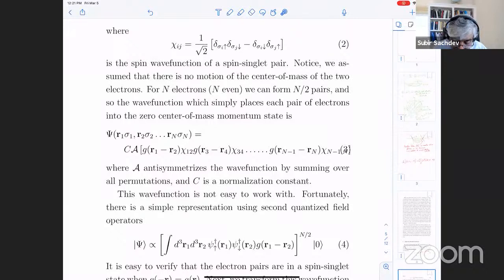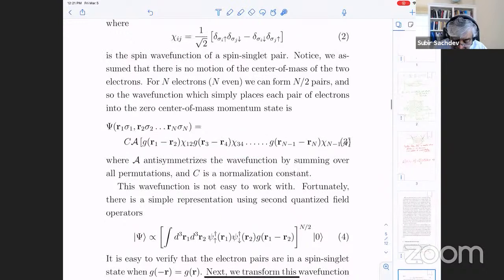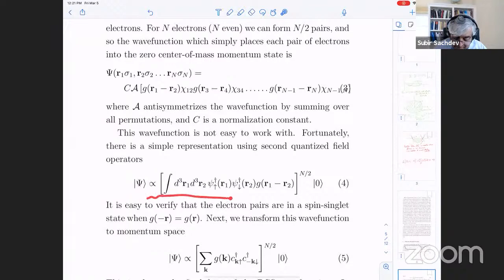Okay, so let's first of all write this using second quantization. That turns out to be very easy to write down. It's right here. It's the same wave function in the second quantized form. So what are we doing here? We take a vacuum state with no particles. Then I take two particles at positions R1 and R2 with opposite spins. So I create a particle at position R1 with spin up, and a particle at R2 with spin down. And then I integrate over all R1 and R2 with an amplitude which depends on the wave function between them. So this gives you that every time you add.